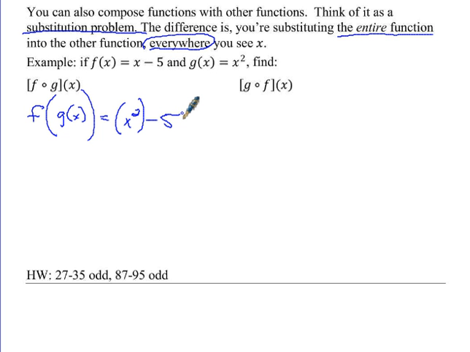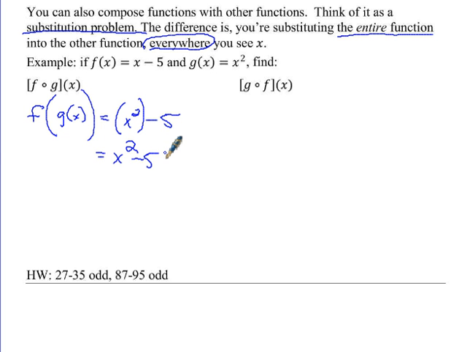And then we simplify it. This is an extremely simple problem, probably too simple actually. Maybe I should have picked a harder one. We simplify this thing and we get just x squared minus 5, and we're done. That's it. Yeah, this is a very simple problem.